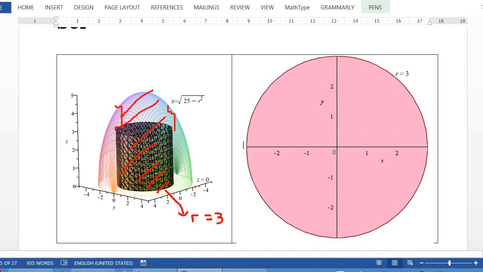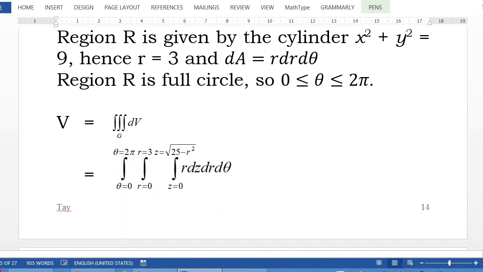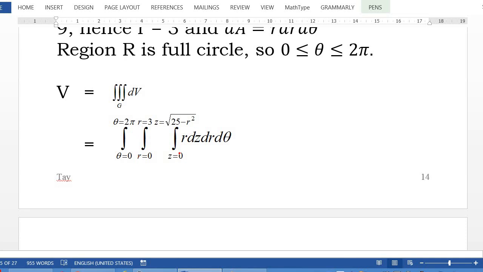So the lower limit will be z equals 0, because it's on the xy plane. The upper limit of z is z equals square root of 25 minus r squared. The limit for r is 0 to 3, because from the cylinder you get the limit for r as 0 to 3. For theta, because it's a full circle, theta is 0 to 2 pi.